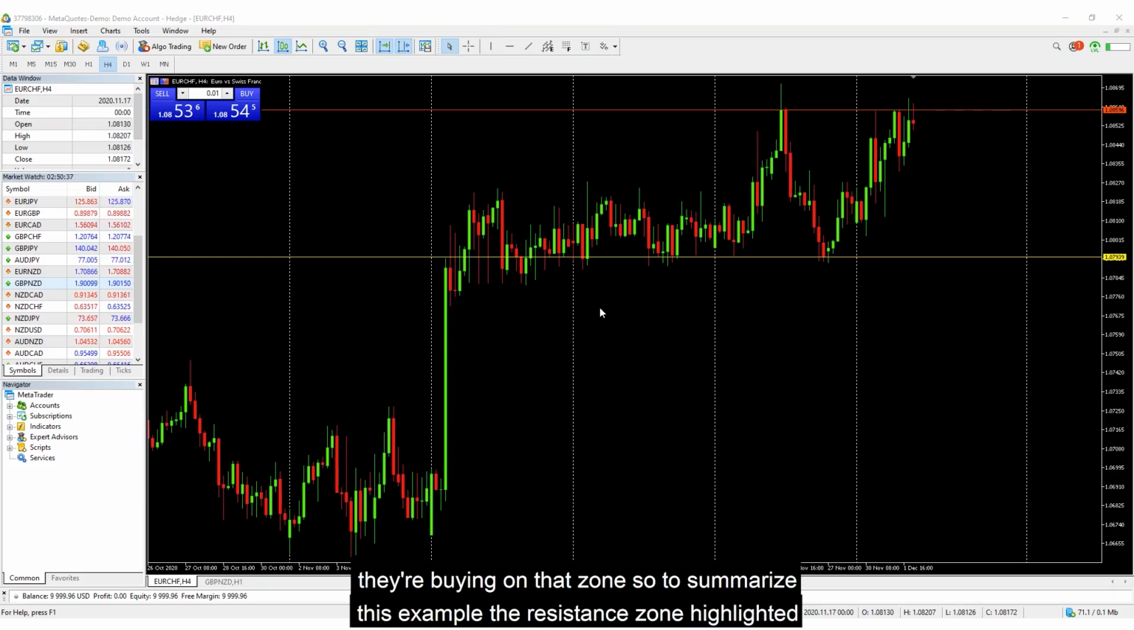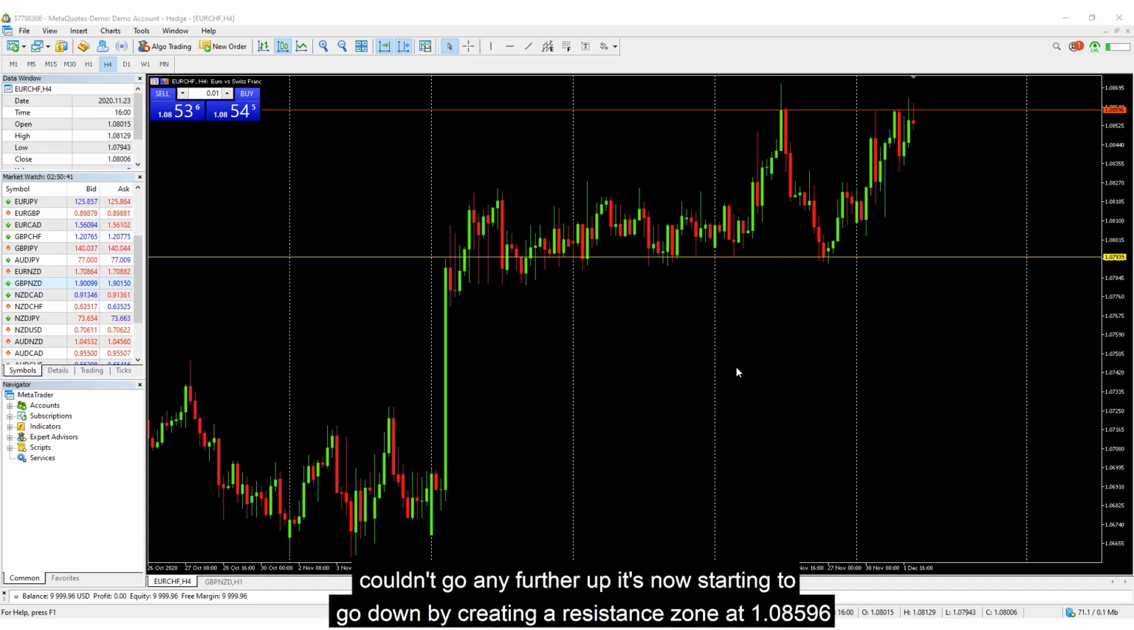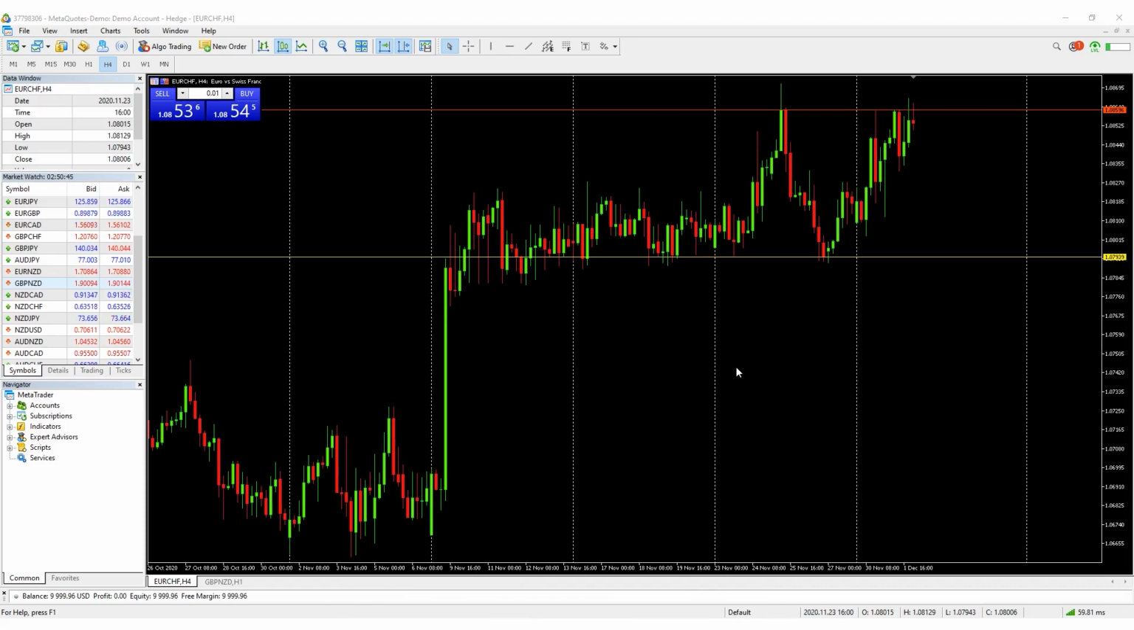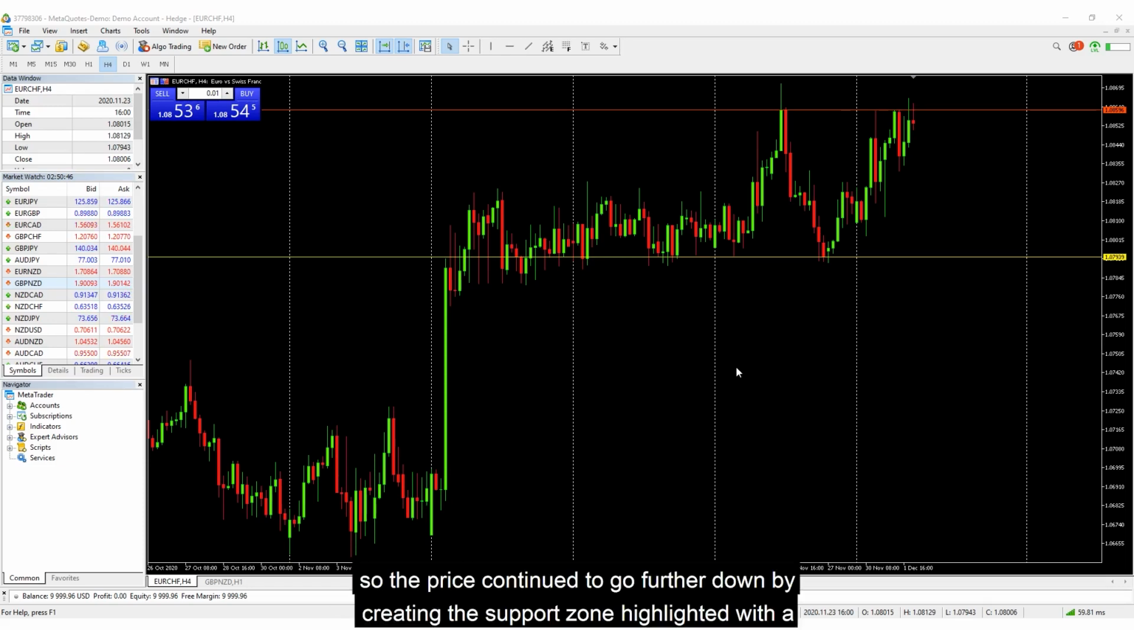So to summarize this example, the resistance zone highlighted in red at 1.08596 shows a strong momentum of sellers in the market. Because the price couldn't go any further up, it's now starting to go down by creating a resistance zone at 1.08596. So the price continued to go further down by creating the support zone highlighted with a yellow horizontal line.